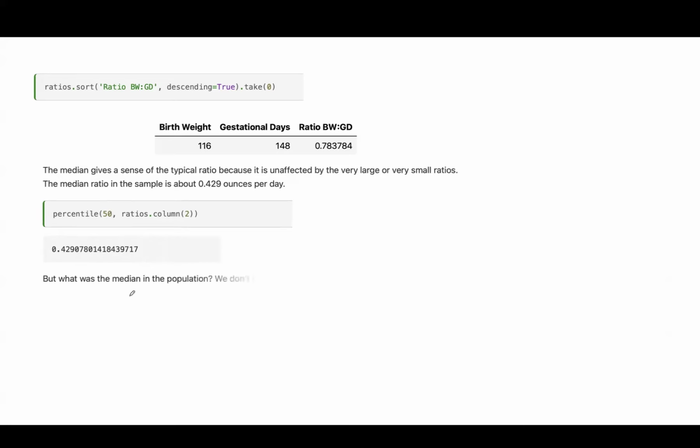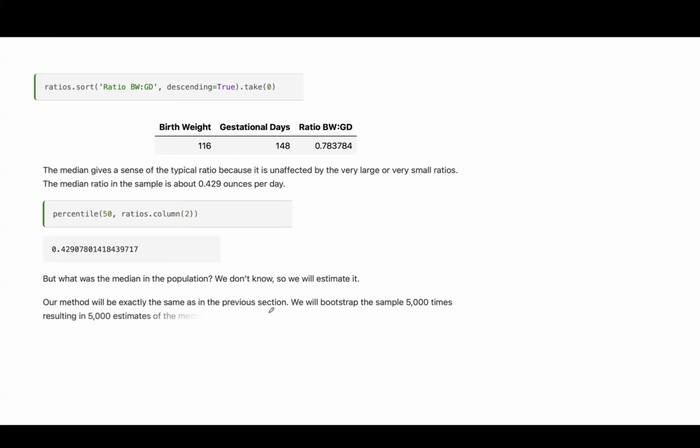But the question is, what was the median in the population itself? We need to estimate that. We don't have the actual population median. Our method will be exactly the same as what we did for San Francisco compensation and salary. We will bootstrap the sample 5,000 times, resulting in 5,000 estimates of the median. Our 95% confidence interval will be the middle 95% of all of our estimates. So let us begin the process.